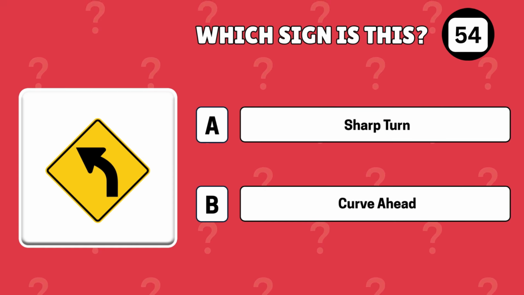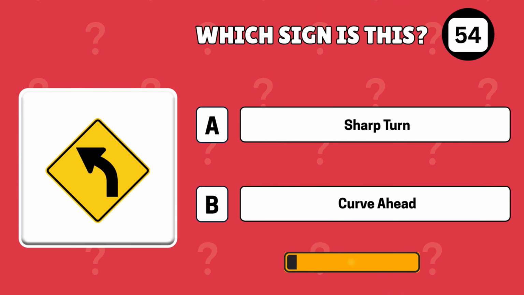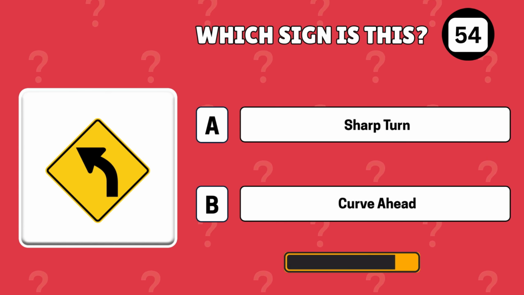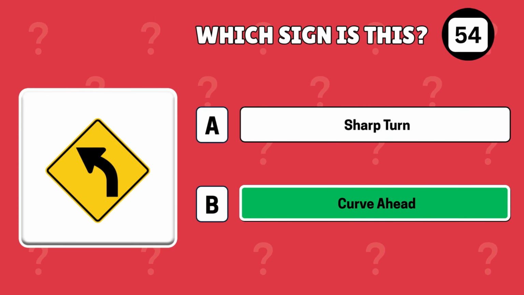Which sign is this? A. Sharp turn. B. Curve ahead. Impressive! This is the curve ahead sign.